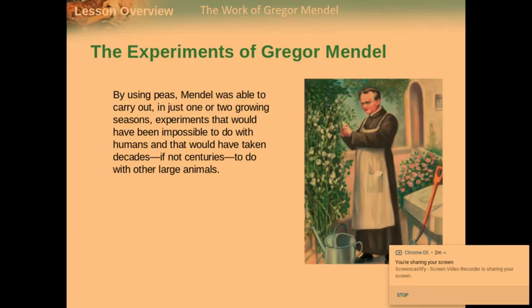By using peas, Mendel was able to carry out in just 1 or 2 growing seasons experiments that would have been impossible to do with humans and would have taken decades, if not centuries, with larger animals. But because peas have a short generation time and they're very easy to manage, he was able to get a lot of data in a relatively short amount of time.